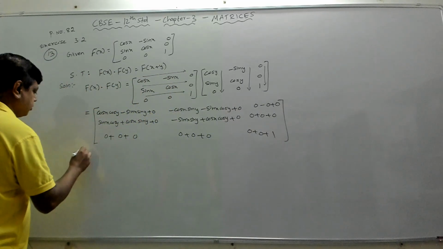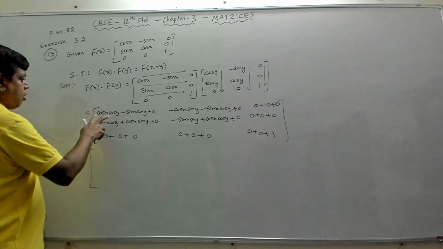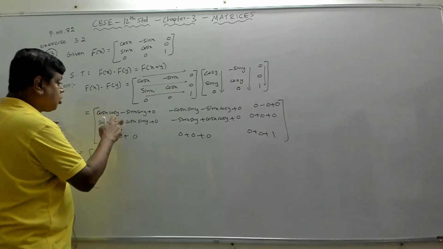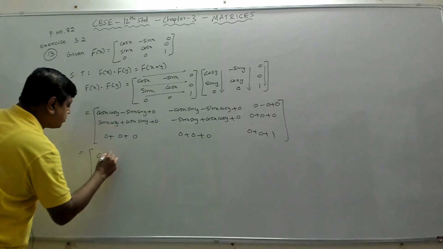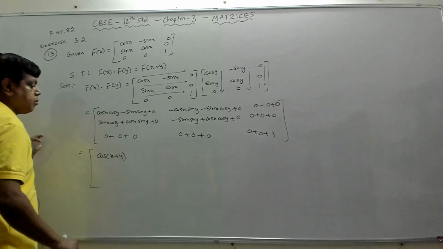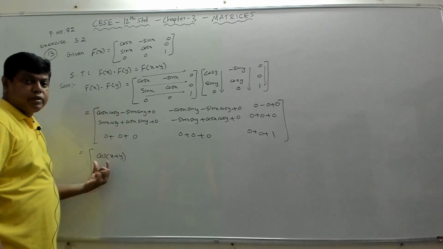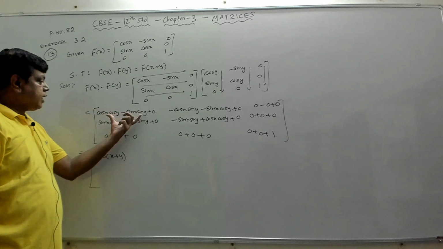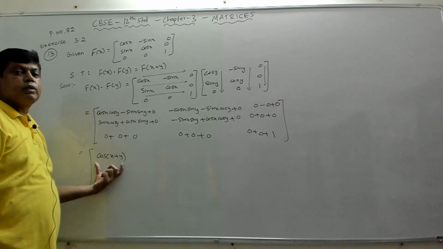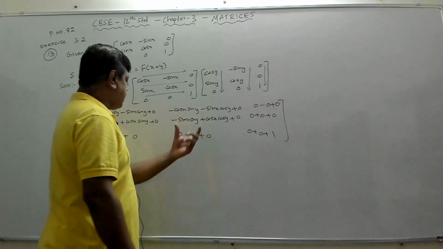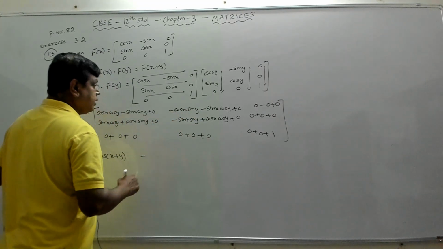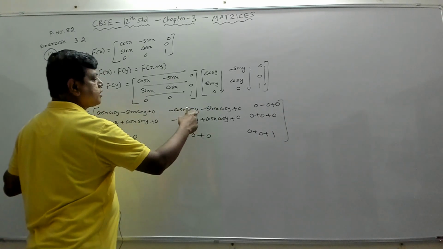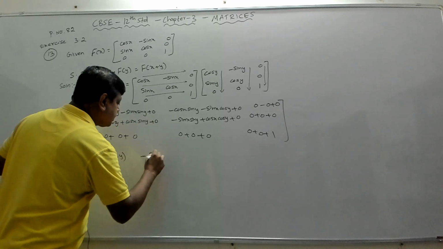Now if you observe, cos x cos y minus sin x sin y becomes cos of x plus y, the trigonometric formula. What is cos of x plus y? It is cos x cos y minus sin x sin y. So this whole thing can be written as cos of x plus y. Similarly here, if I take minus common, it will become sin x cos y plus cos x sin y. That will become sin of x plus y.